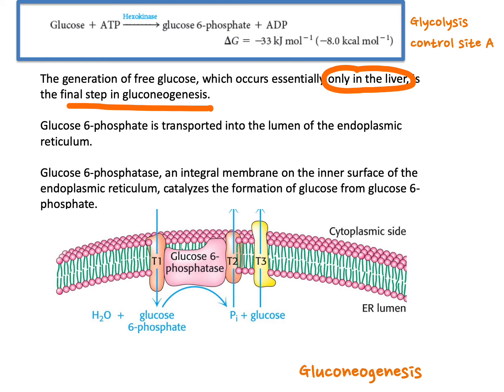And we can see in the picture that the glucose 6-phosphate enters the ER lumen, and glucose 6-phosphatase, an internal membrane protein, also acts as an enzyme that catalyzes the removal of phosphate from glucose 6-phosphate and frees the glucose. And then the glucose is transported to the cytoplasmic site.